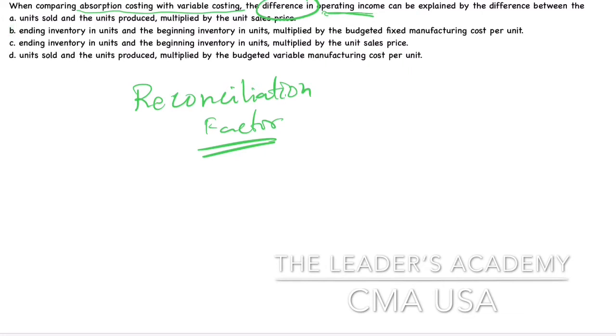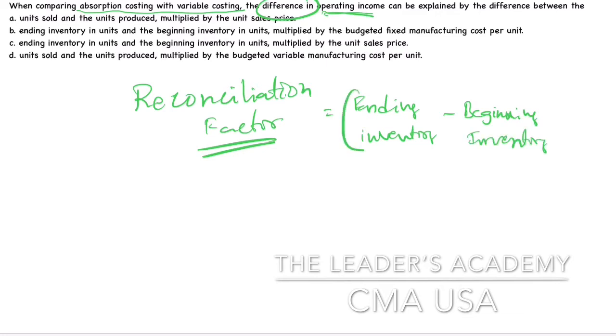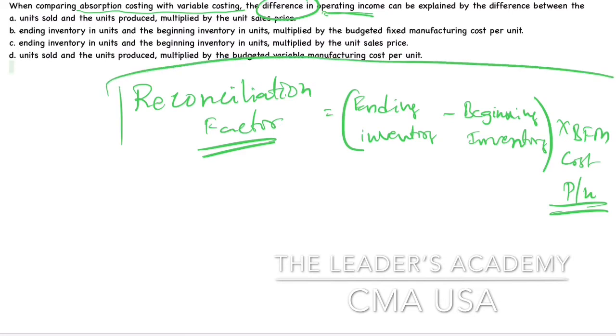So here they are asking us about the operating income. How do I find the difference in operating income? The formula is very simple: ending inventory in units minus beginning inventory in units, multiplied by the budgeted fixed manufacturing cost per unit. That is the formula to find the difference in operating income. That is what we call the reconciliation factor. So directly we can tell option B is the right one in this case.